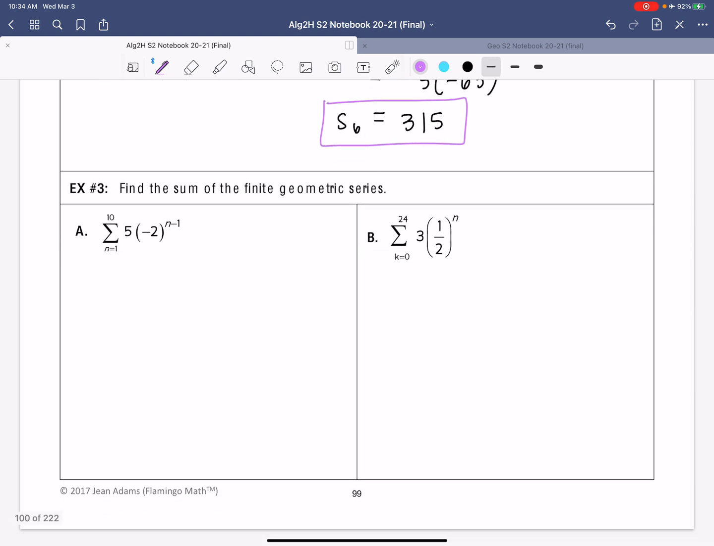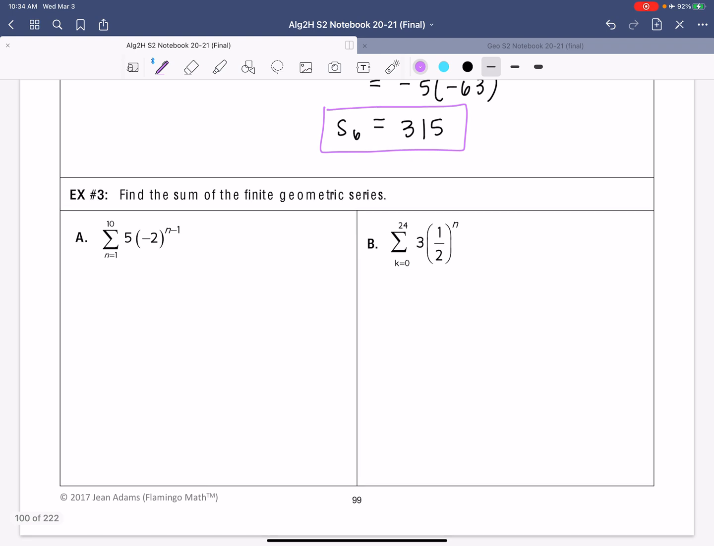All right, let's look at this. So now this is in summation notation. This means sum. This is saying starting at the first one, going to the 10th one. This is your rule, A1 times R to the n minus 1 power. So let's go ahead and write that down. So this is just A1 times R to the n minus 1 power. So I can still get all of my information off of here.